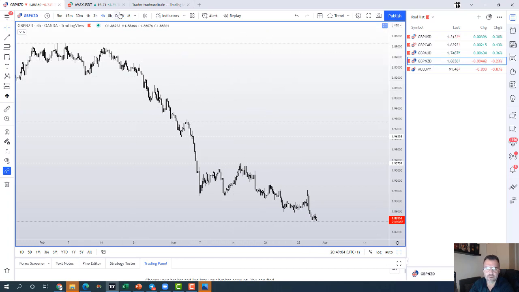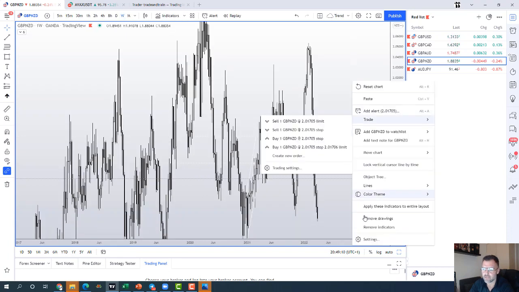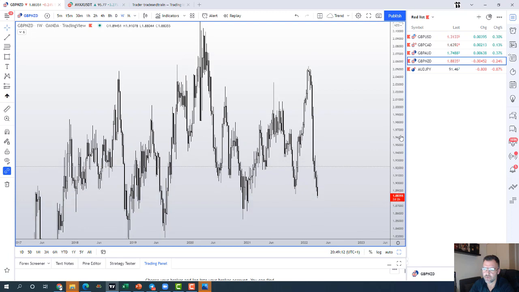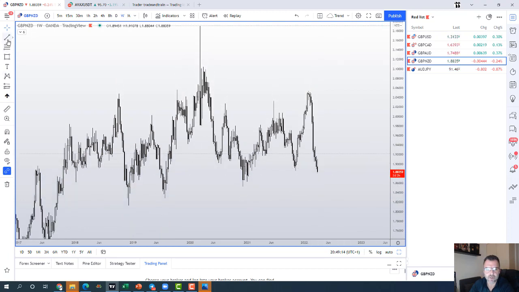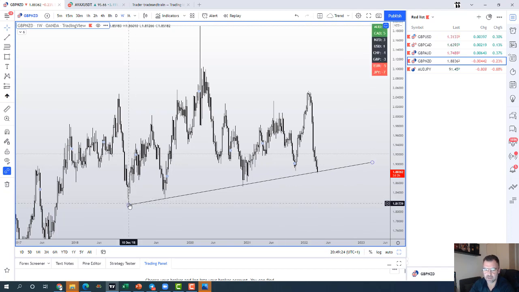Oh, here we go, Pound Kiwi. Again, something very similar. Let me just remove these drawings and I will show you what we're seeing here. So again, we have a long-term trend line that the market has been reacting to and has rejected several times, as we can see through here, back in 18, here 19, here 21 twice, and then in the current year we're seeing price testing it.